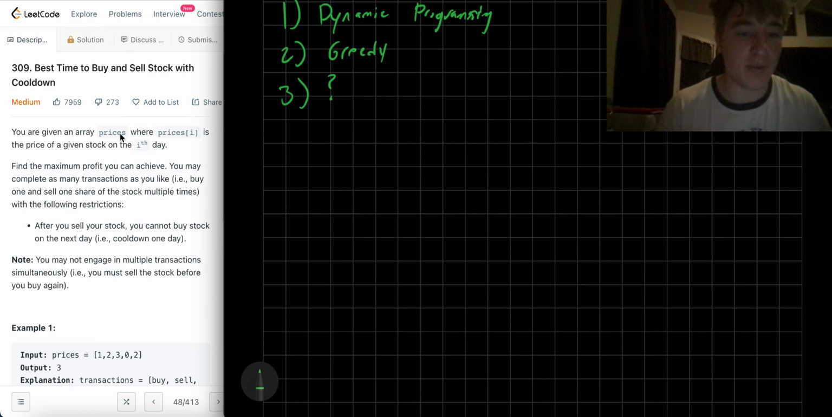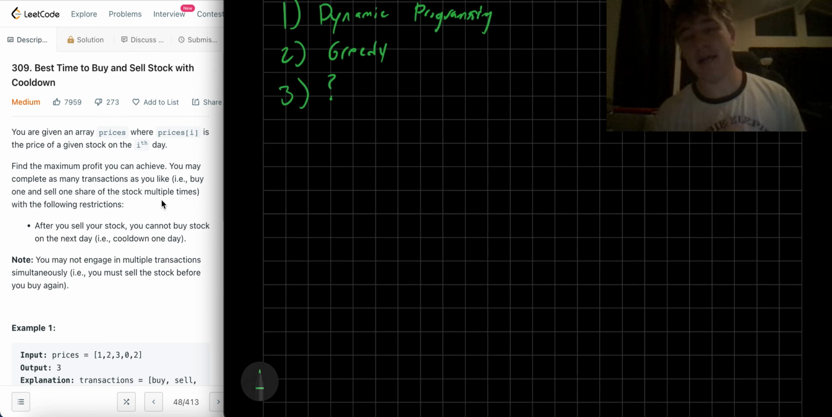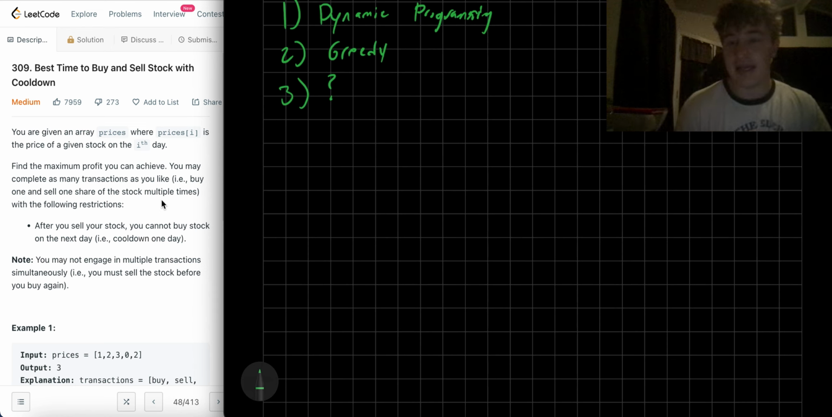So you're given an array of prices where prices[i] is the price of the given stock on the i-th day. If you've done other stock trading problems, this is very, very familiar. Find the maximum profit you can achieve. You may complete as many transactions as you like: buy one and sell one share of the stock multiple times. Okay, so the constraint here is you can't buy a million shares, right? You can't trade on margin. You can buy a stock and then you can sell that stock, and then you can decide to buy again and then sell again. But you can't sell if you haven't bought, and you can't buy something twice, right? So you either have a share or you don't have a share.